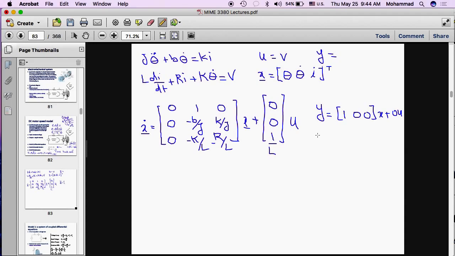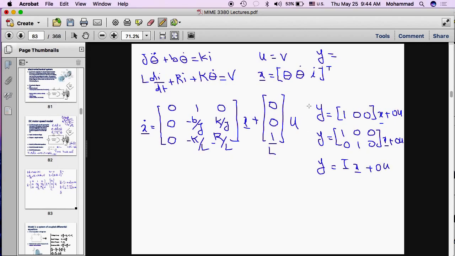If your output is, for example, the position and velocity both, you have 1, 0, 0, 0, 1, 0 times x, and plus 0 times u. This gives you both position and velocity. If you want all of them, then y becomes the identity matrix times x plus 0u.